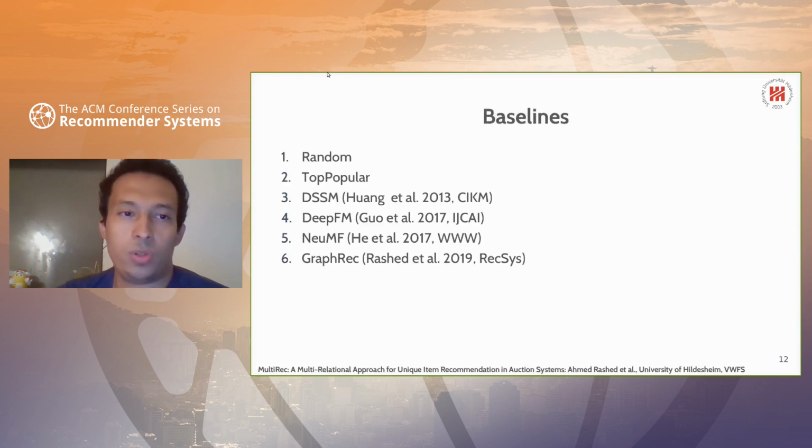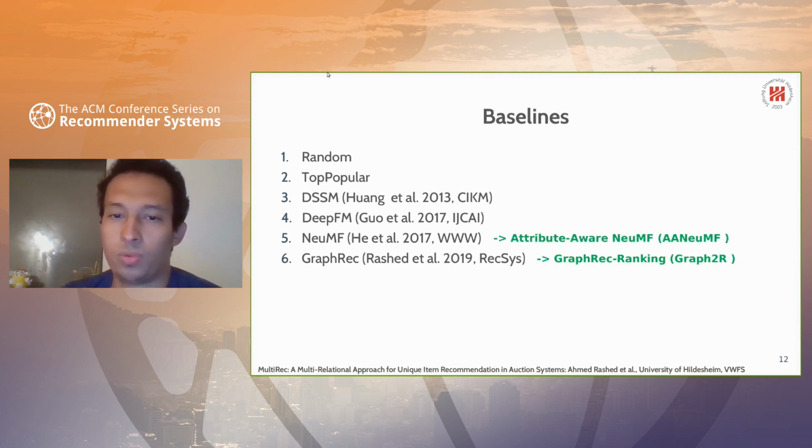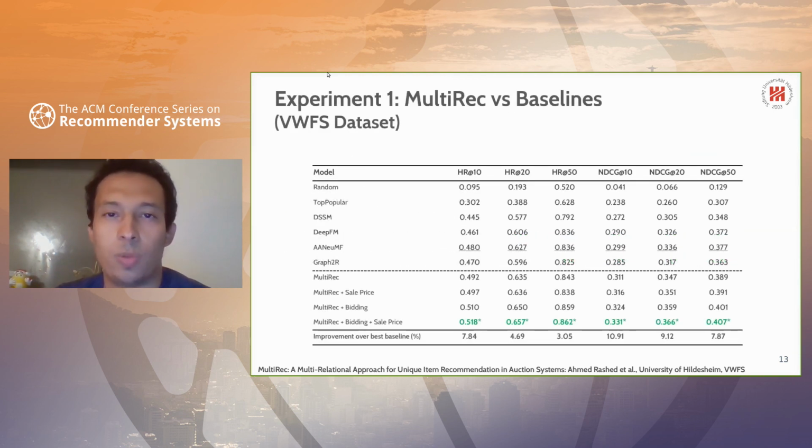So we also used a couple of baselines. We used a random model, a top popular model, the DSM model from CIKM, the DeepFM model, the NoIMF model and the GraphRec model. The last two models mainly rely on IDs, so we had to modify them slightly to use only attributes of the items. We then compared those models against MultiRec.